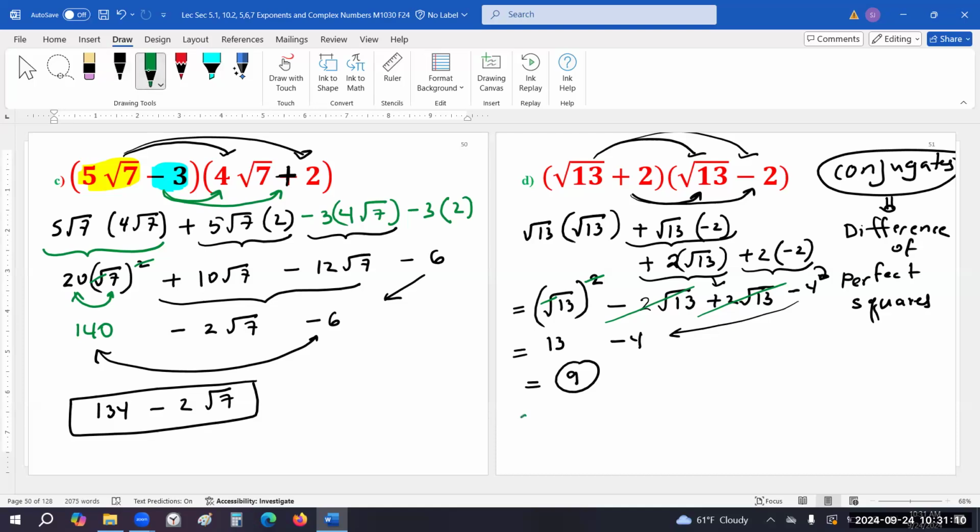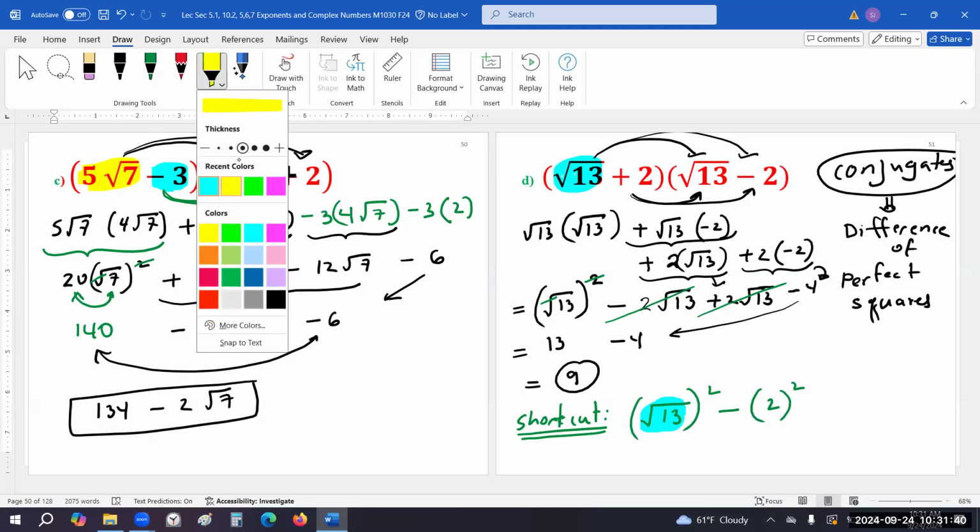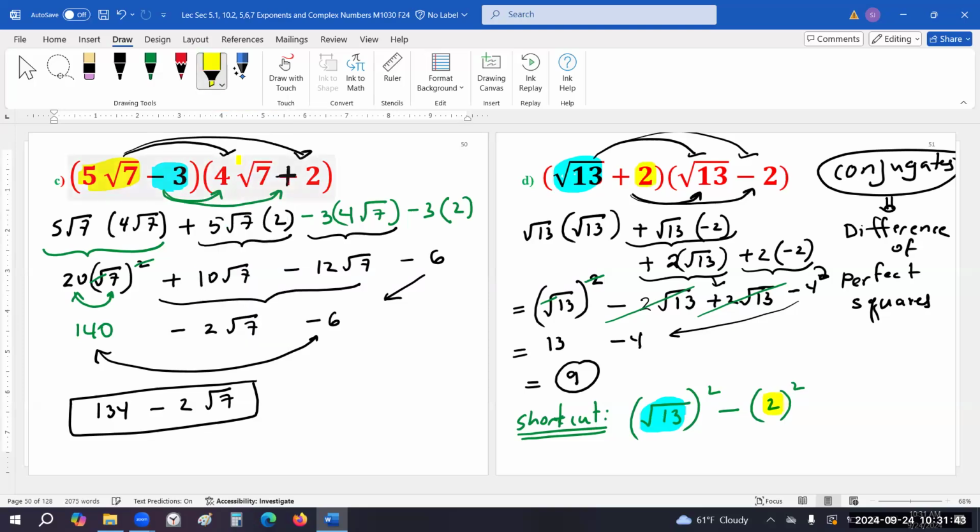So this is the details. But the shortcut says if you multiply the same things, just their signs are different, that is, if you multiply two conjugates, we get the first term squared minus the second term squared. Always. So our first term is square root of 13, so we square the square root of 13. Our second term is 2, so we square the 2. And you always do minus. Always.